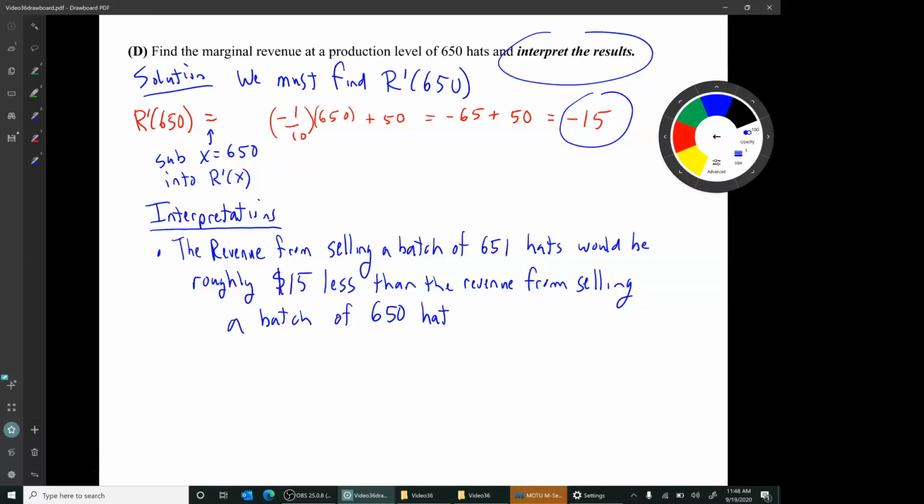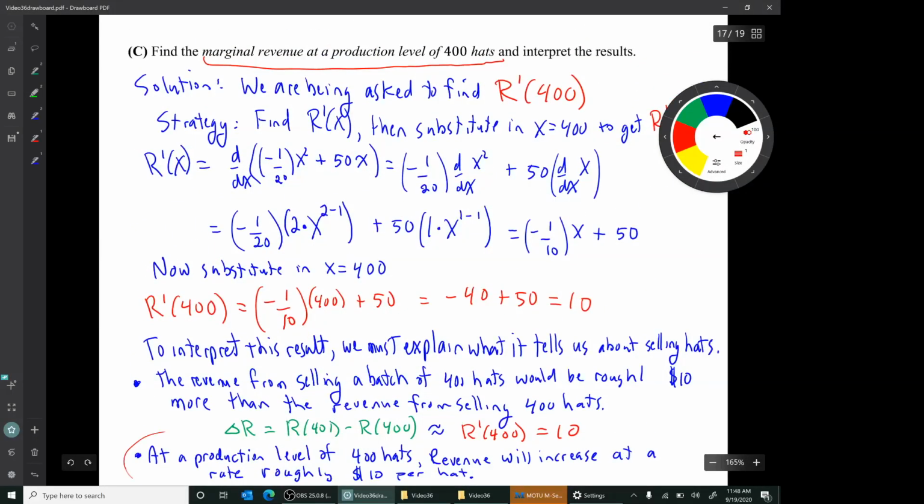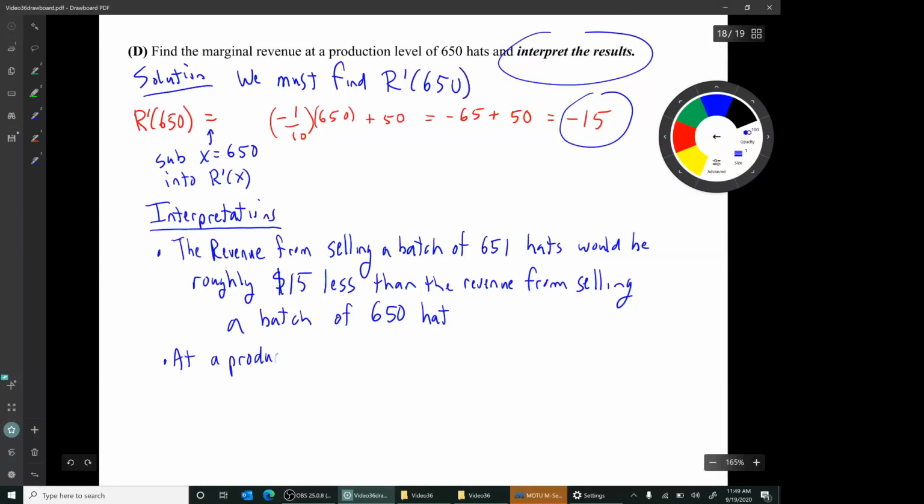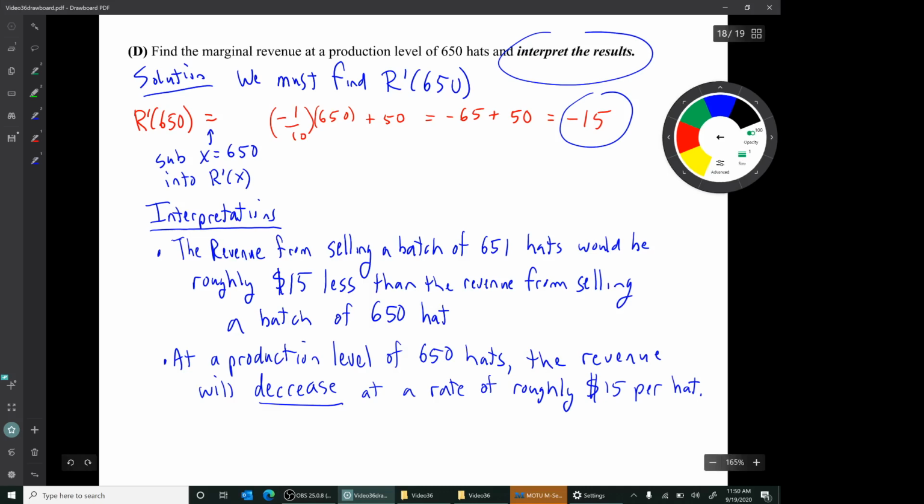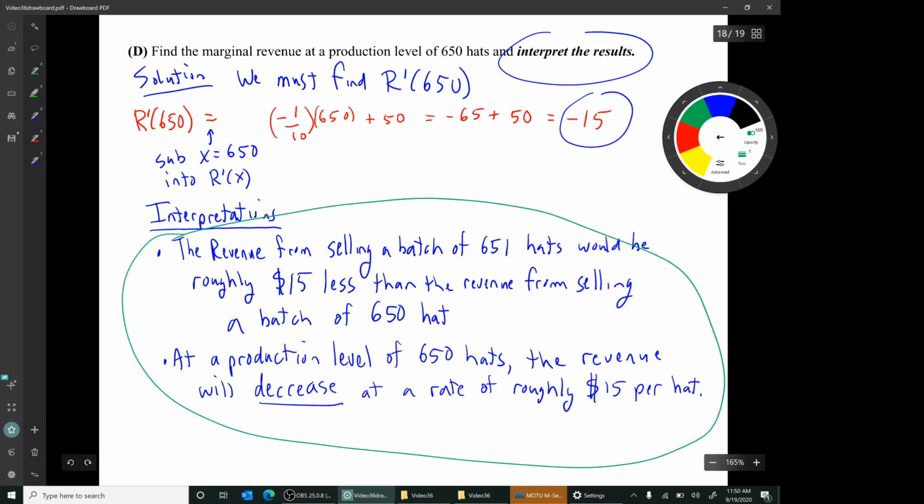Let's write an interpretation the second way that we wrote in the previous problem. Something like this. At a production level of a certain number of hats, what's happening to the revenue? So there are two interpretations. The second one: at a production level of 650 hats, the revenue will decrease at a rate of roughly $15 per hat. So both of those are valid ways of interpreting the mathematical result that R prime of 650 was minus 15.